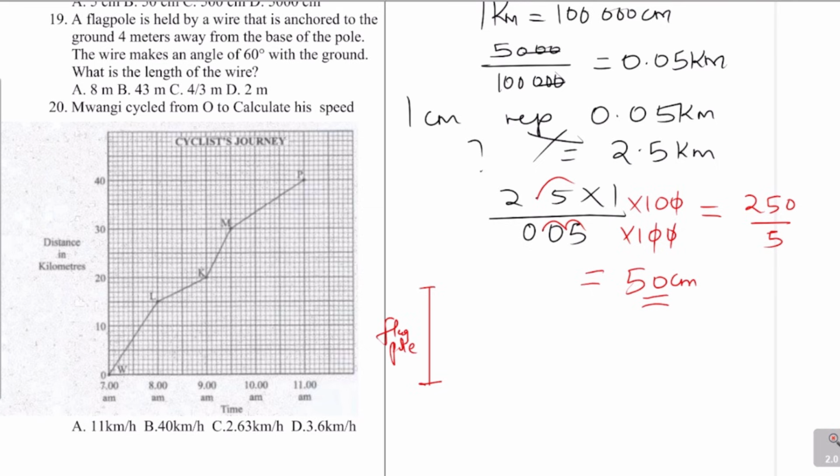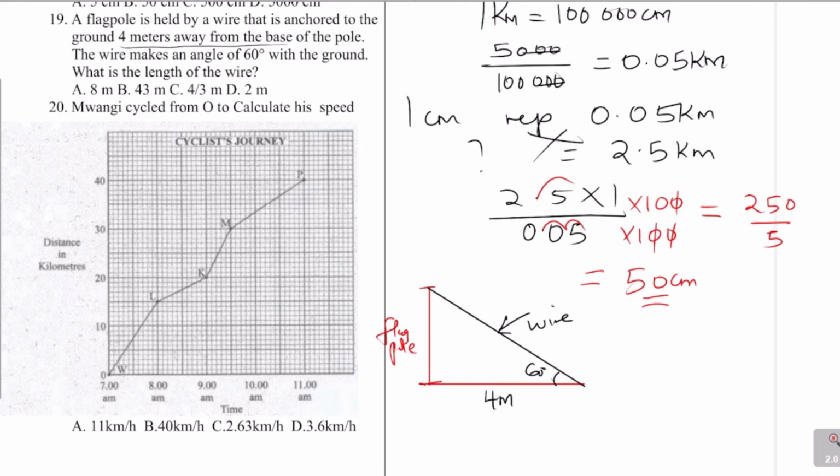The flagpole is held by a wire that is anchored to the ground 4 meters away from the base of the pole. So that wire is holding it. Let me draw it properly. So that is the wire, and the wire is 4 meters away from the base. And then the wire makes an angle of 60 degrees with the ground. So 60 degrees is there.